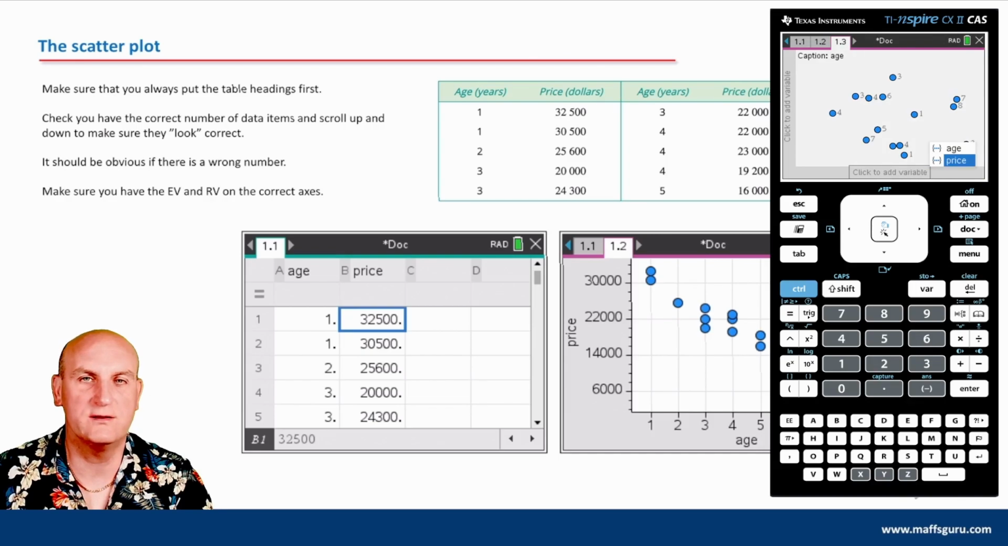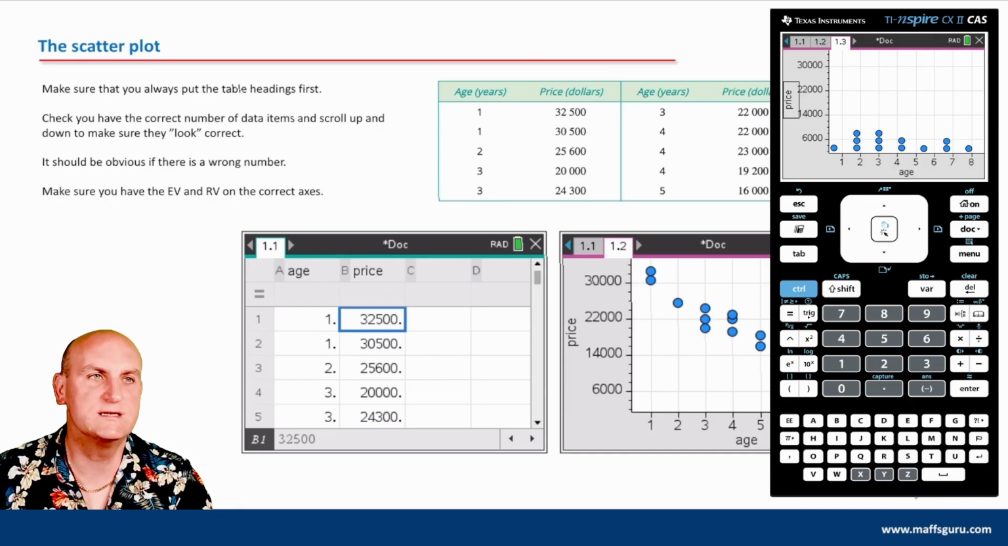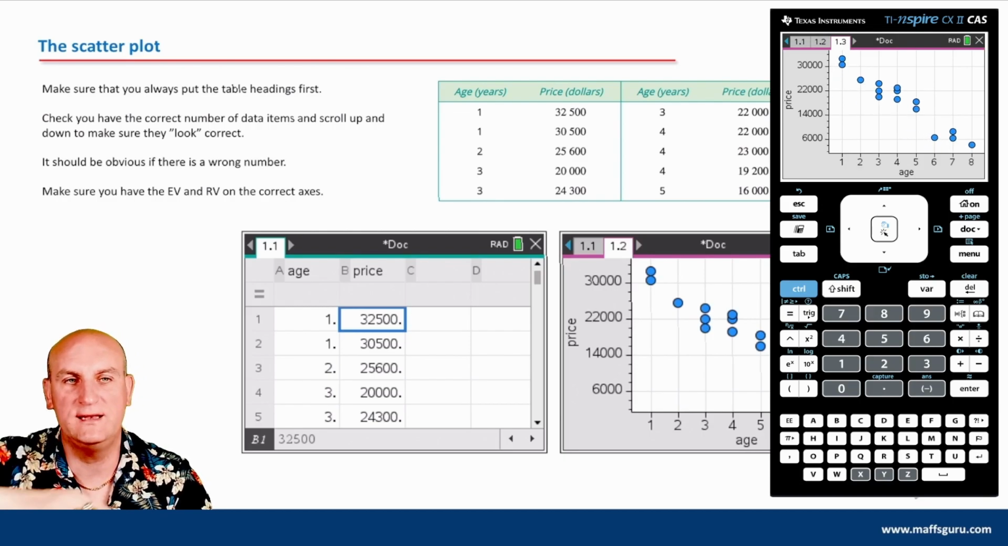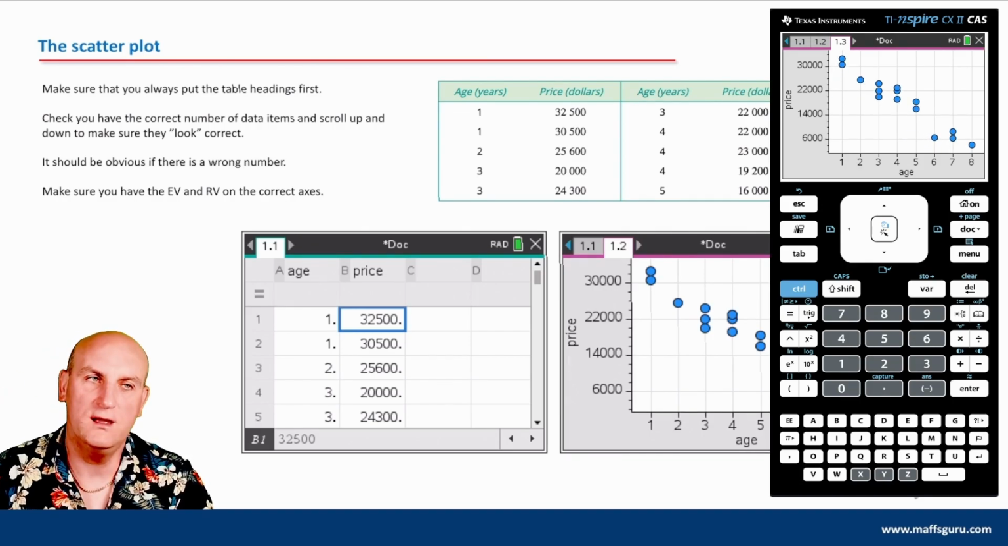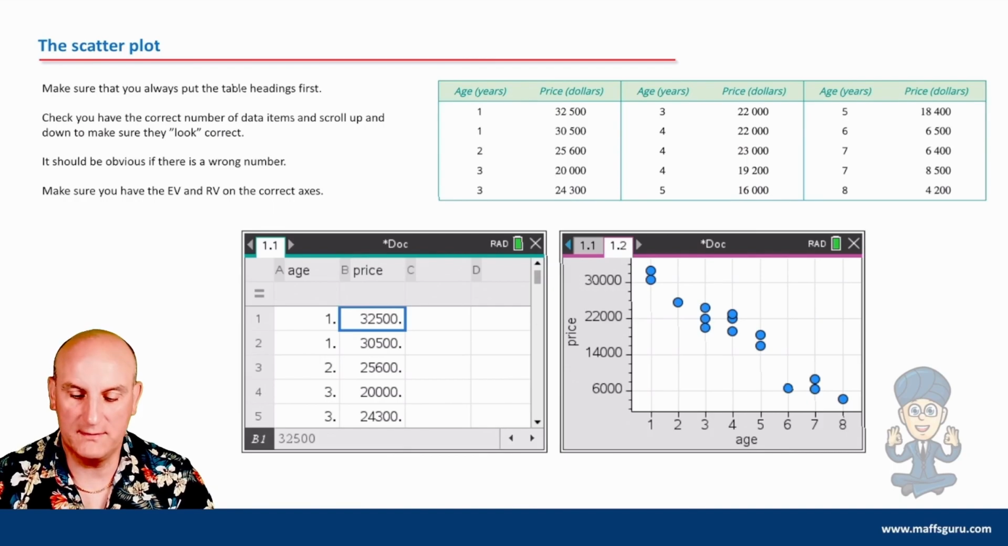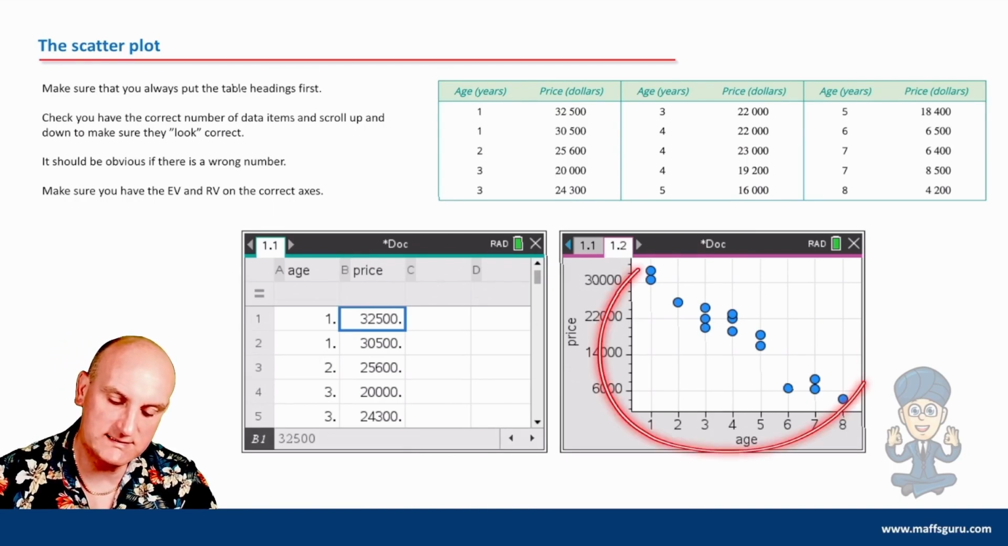So what have we got here? So what goes along the bottom? So age goes along the bottom, and price is going to go up the side, and that makes sense, right? So my data is actually sloping down, which seems to suggest that as the age of the car increases, it gets less and less. And there we go. So having done that on my calculator, we can see that I've got my scatter plot.